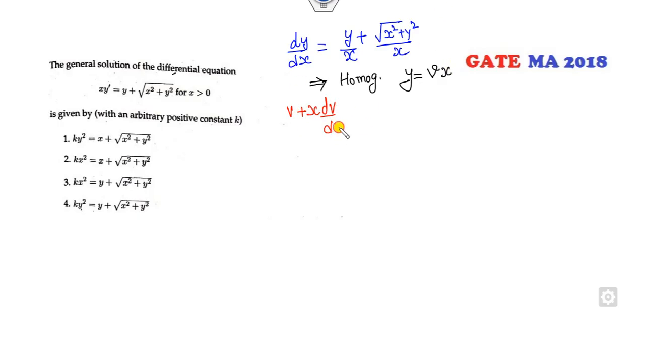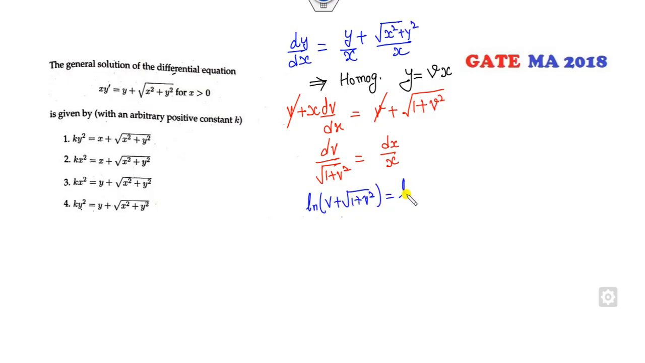v plus x dv over dx equals v plus the square root of 1 plus v square. x will be cancelled out from the numerator, and v will be cancelled out. So dv over the square root of 1 plus v square is dx over x. Now what is the integration of this? It is ln of v plus the square root of 1 plus v square, equal to ln of x plus ln of c.